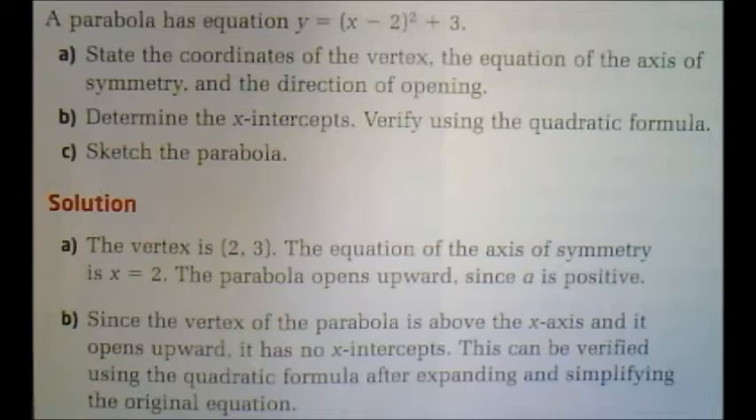Between example 1 and 2, we were able to see parabolas that had 2 roots or 1 root. In this case, we are going to connect a parabola that has no real roots. So we're given the parabola has an equation y equals (x minus 2) squared plus 3. And we are going to state the coordinates of the vertex, which we can get easily because it's already in vertex form, the equation of the axis of symmetry, and the direction of opening. And all of these things we can get without doing any calculations. After that, we'll look at B. We're going to determine the x-intercepts, and we're going to verify using the quadratic formula, and then we will sketch the parabola.